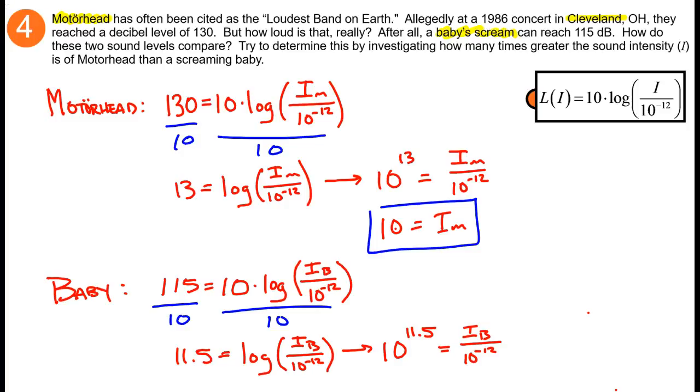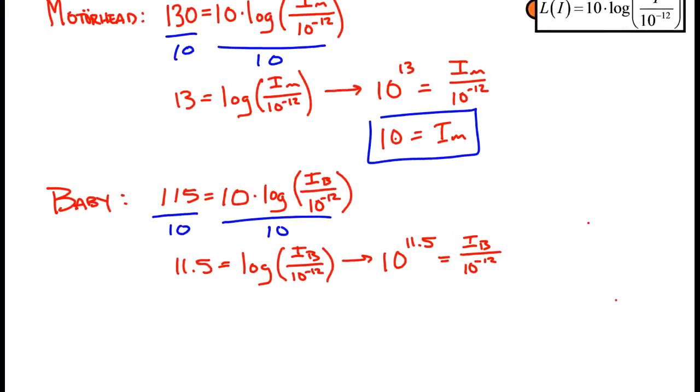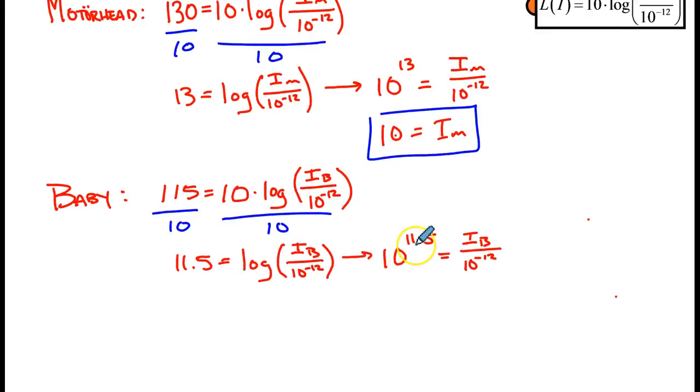Folks, I'm almost done solving here for the sound intensity of the baby. I've got 10 raised to the 11.5th power equals the intensity divided by 10 to the minus 12th. When I multiply both sides of this equation by 10 to the minus 12th, I'm going to get 10 to the negative 1/2, or negative 0.5. If it's okay with you, I'm going to write it as an exponent just so we can practice a little bit with exponents.